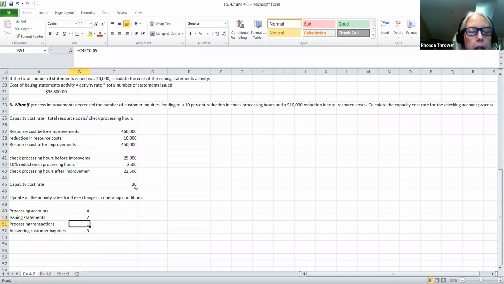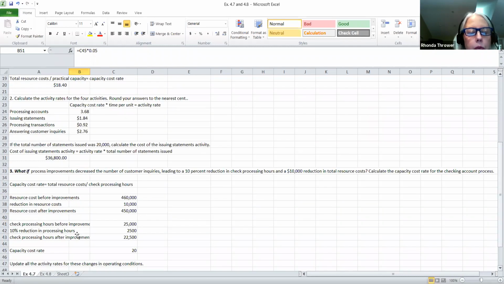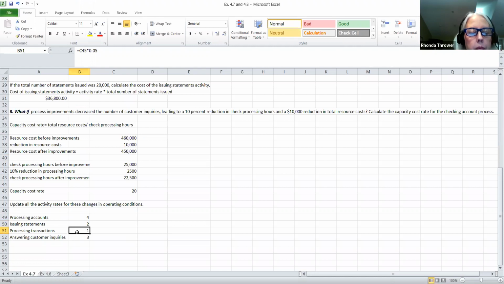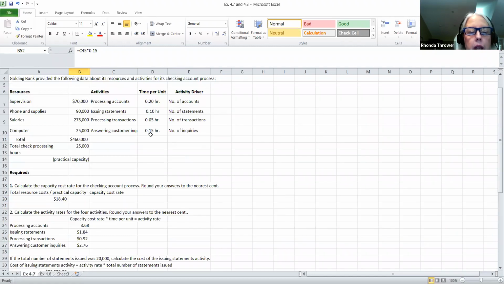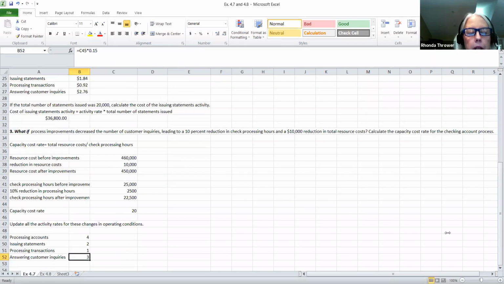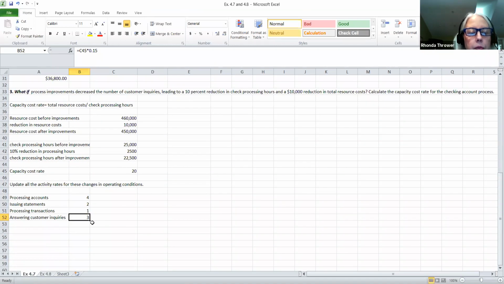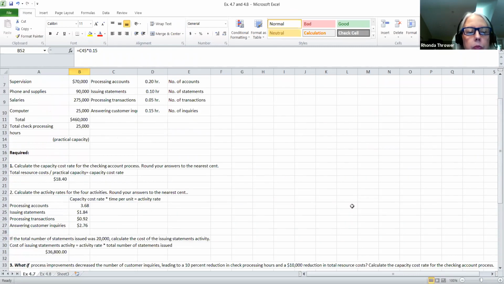For processing transactions, it's $20 times the time it takes to process those transactions, which is 0.05. So 20 times 0.05 is $1. For answering inquiries, it's 20 times 15 parts of an hour. So 15% times 20 will give you $3. And that's all they wanted you to do in this particular problem.